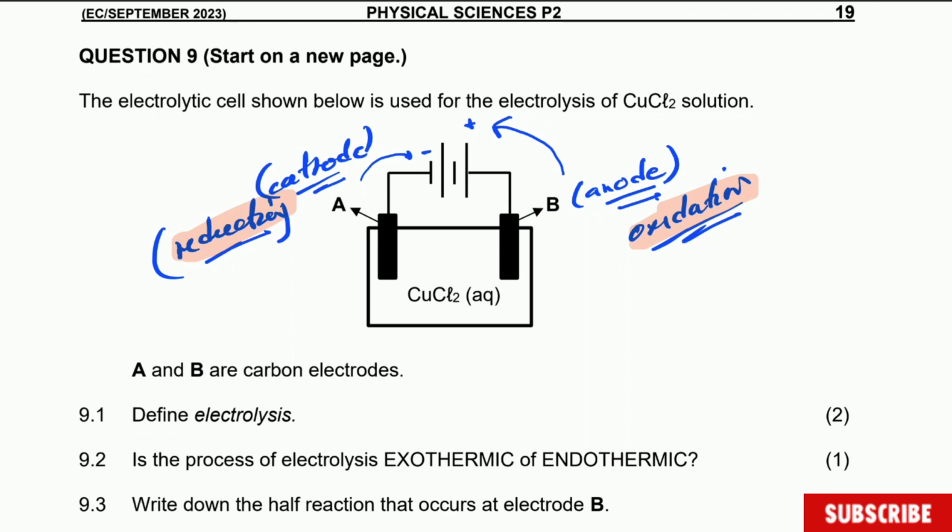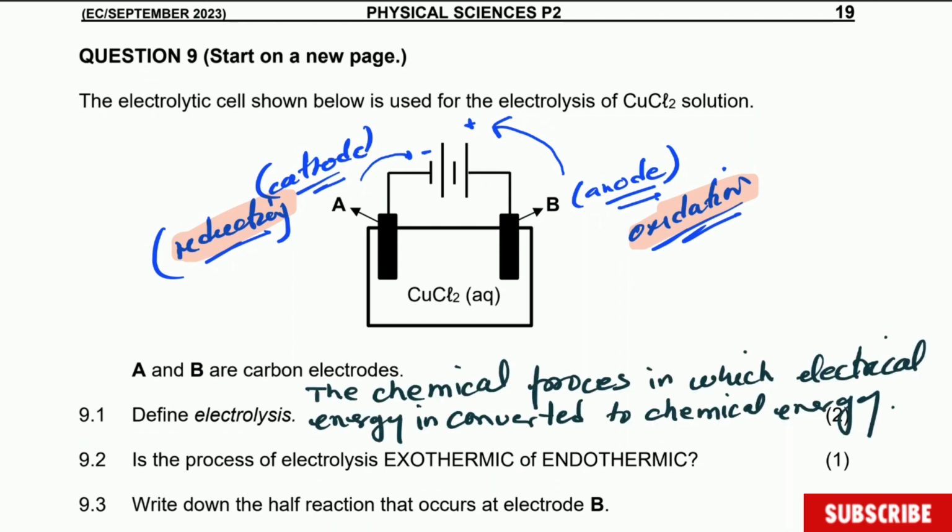So define electrolysis. And you can say that this is a chemical process in which electrical energy is converted to chemical energy. And that will give you 2 easy marks.